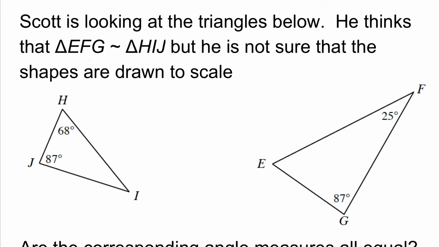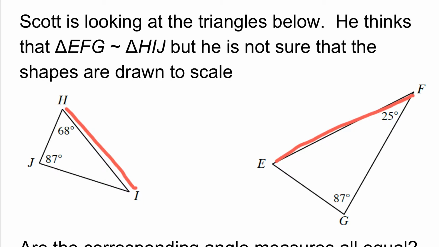He thinks that triangle EFG, this EFG, is similar to HIJ, but he is not sure that the shapes are drawn to scale. Now, I always tell you to color code it, so let's start off by color coding it. And this one's going to be a little harder. So I know that the big one is this one. So this side is going to be corresponding to this side.